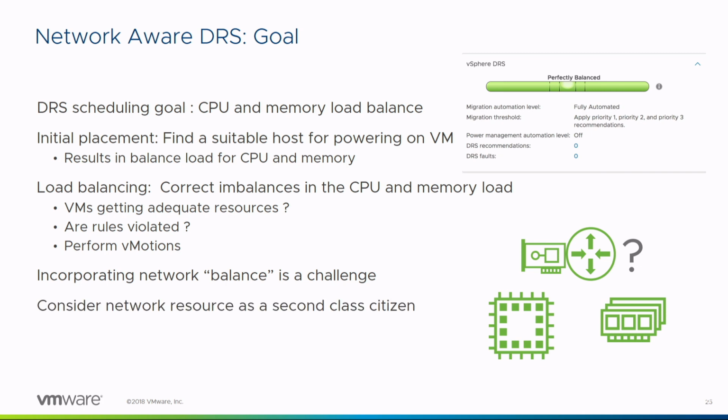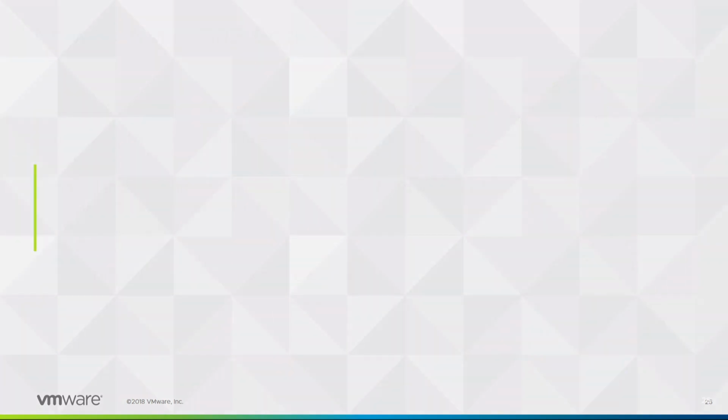So what we're doing is basically considering networking as a second-class citizen. That means we try to make the balance of CPU and memory as such, like before. But when we make placement decisions, we consider the destination host and source host network utilization. Can we make better decisions? Can we improve the decision by ourselves? So this is the goal of network-aware DRS.